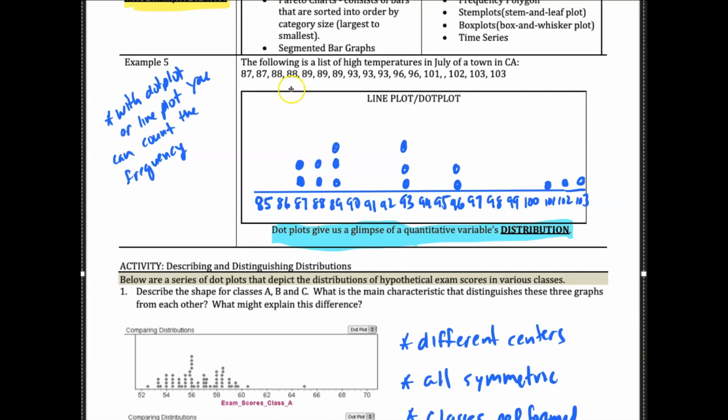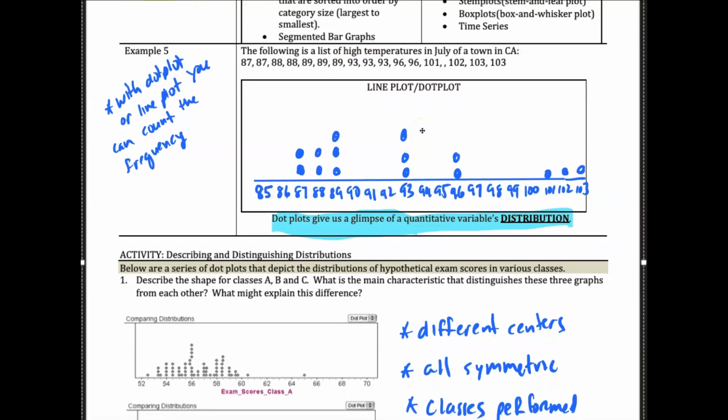And so we took these numbers and then we put them on a line, and that's another name for a dot plot, but I think dot plot's probably the more common term you'll hear. And so you can see each dot is above that value. And that's a distribution here. And this, again, is just some made up data of high temperatures in a city in California in July.